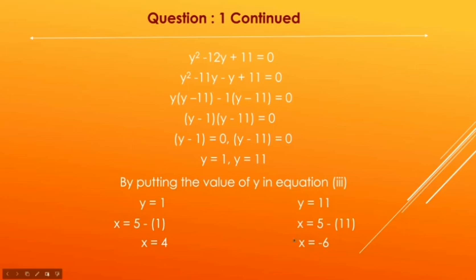Now we have two values of x and two values of y. We will have ordered pairs in the answer. Keep it in mind, if we have two variables in the question, we will have ordered pairs in the solution set. So the solution set will be (4, 1) and (-6, 11). The value of x will be written first, and then we will write the corresponding value of y. So this is your answer.